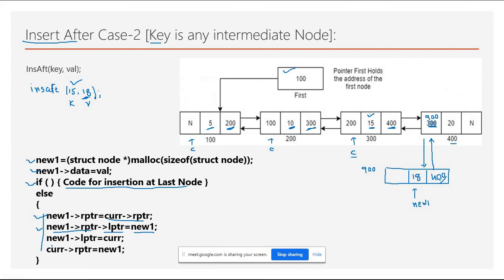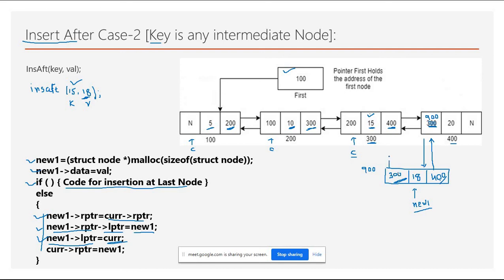Okay, then this code, what is current? Current is 300. This 300 we have to place where? In the lptr part of the new one. So this is new one, this is the lptr part, and here what we need to put is current. What is current? Current is 300. So here you have placed 300.